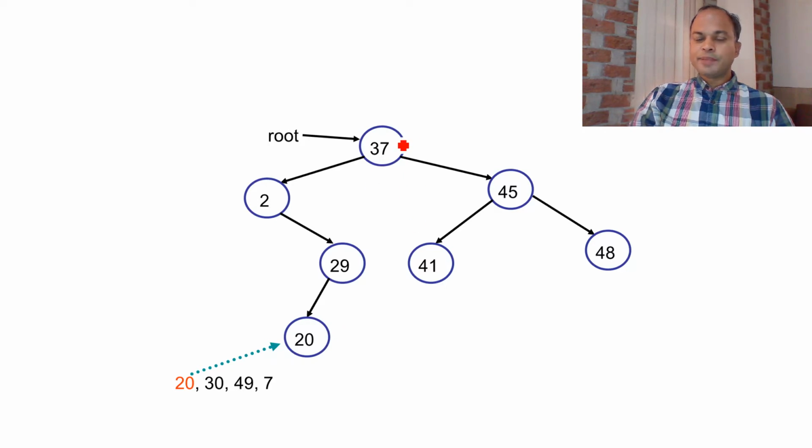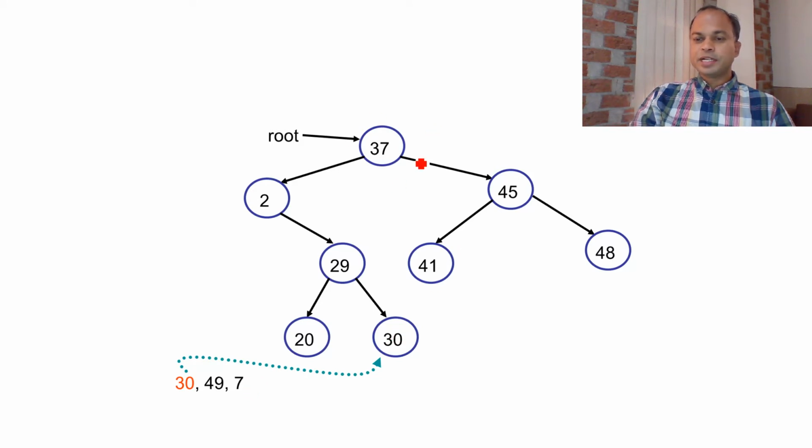After 20, we have to insert 30. This 30 is compared with 37. 30 is lesser than 37. We are here. Now 30 is greater than 2. We are here. 30 is greater than 29. Therefore, 30 should be inserted in the right hand side of 29. 30 has been inserted.